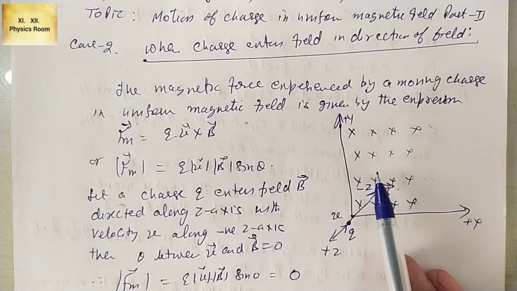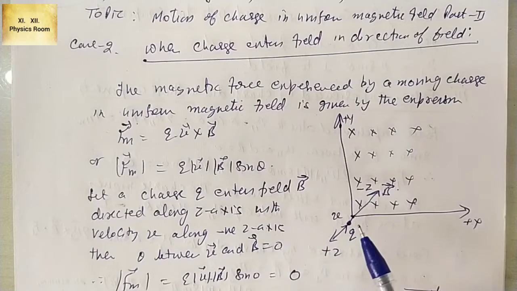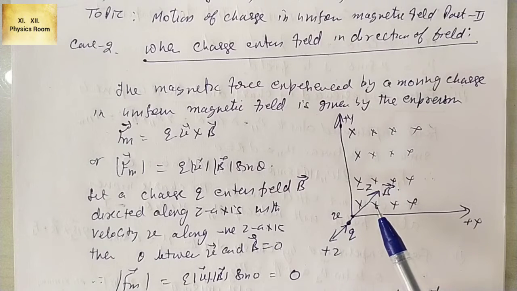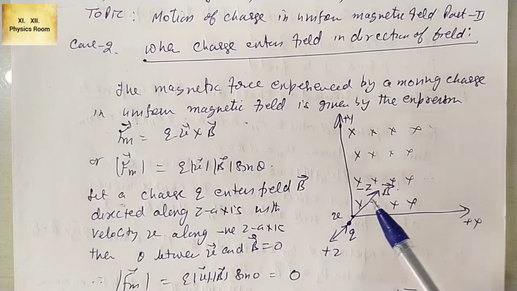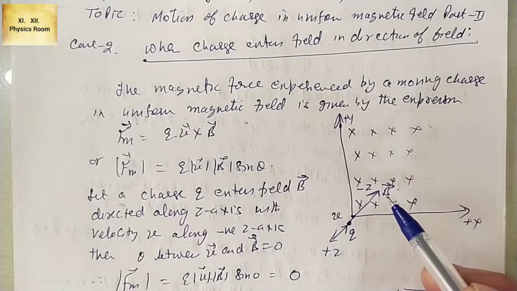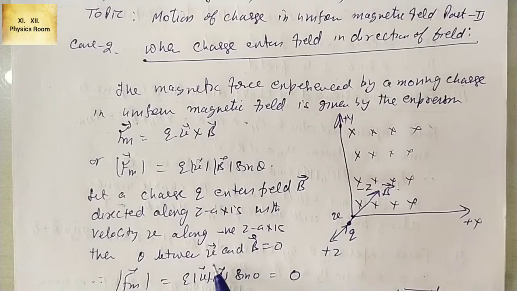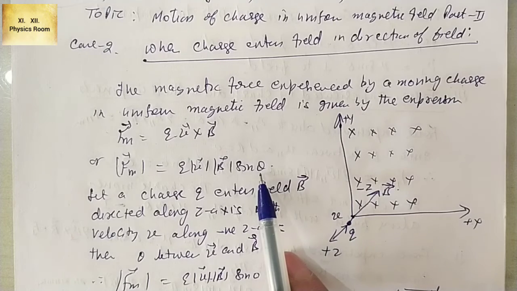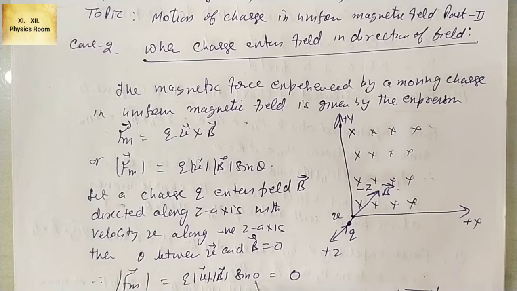Now in this case, let a charge Q enter the field with velocity V directed along the negative z axis. The field is directed along the negative z axis, and the charge is entering the field in the direction of the field, so theta between V and B is 0. Therefore, Fm will be equal to Q |V| |B| sine 0. Here we put the value of theta as 0. So sine 0 is 0, so Fm will be equal to 0. The charge will not experience any force.